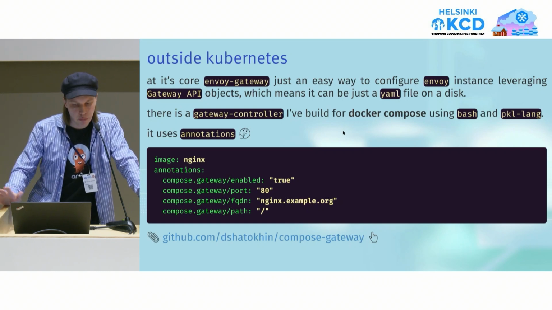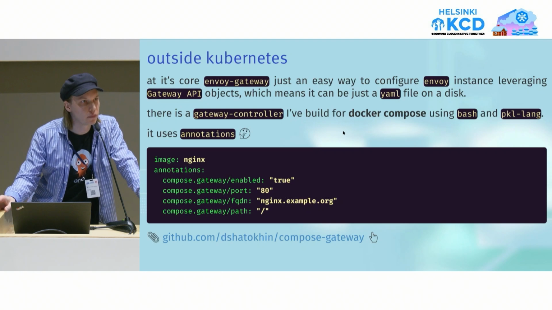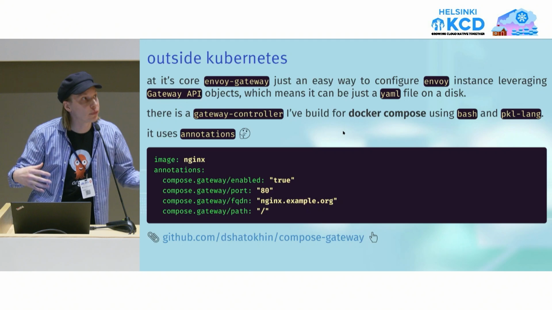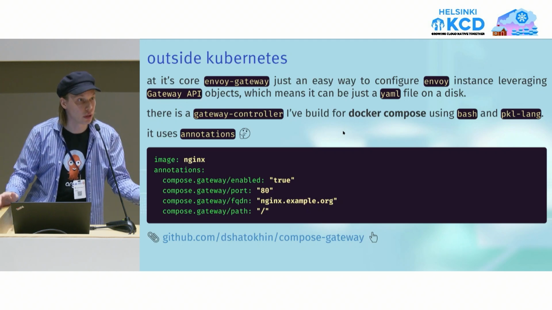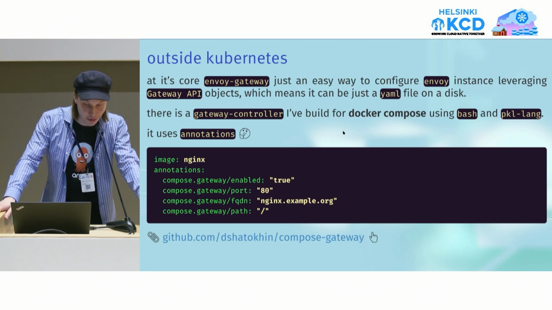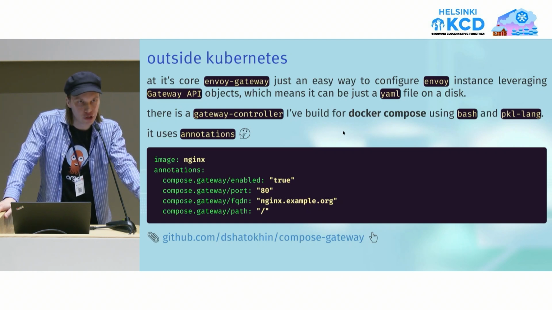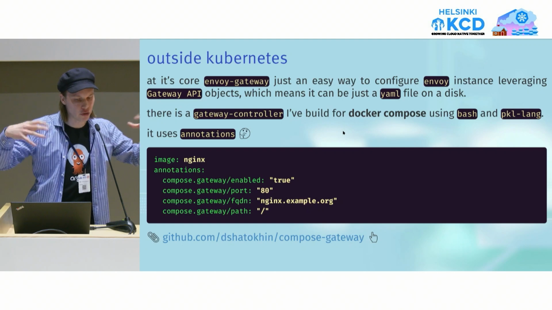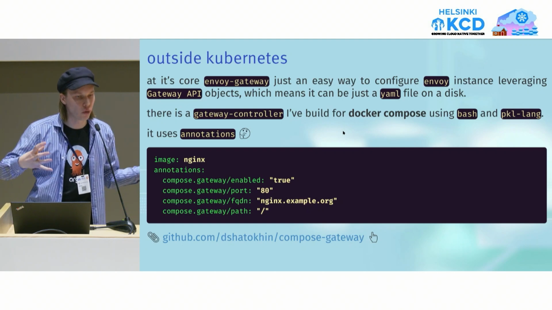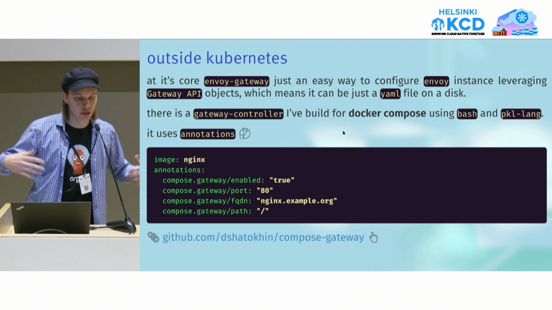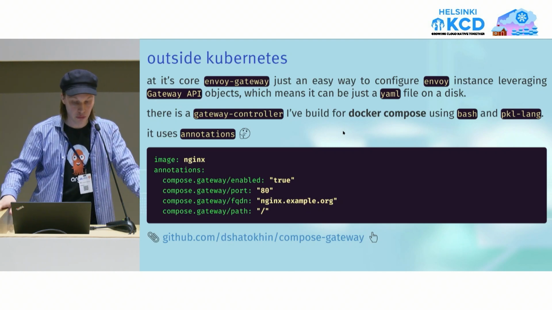I even implemented Compose Gateway, which is basically a gateway controller, but for Docker Compose. It uses annotations, by the way, which I was talking about. You can add annotations to your containers in Docker Compose. It reads them and creates the path. It will generate the Gateway API objects, put them on disk, and then Envoy Gateway will read them and serve them.